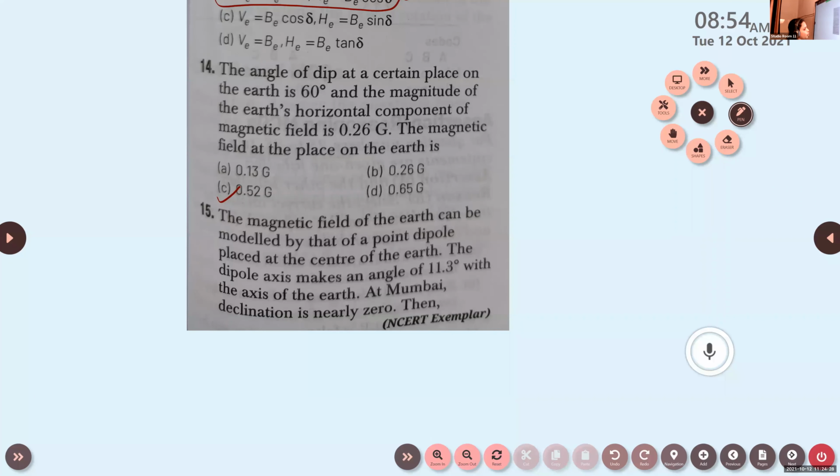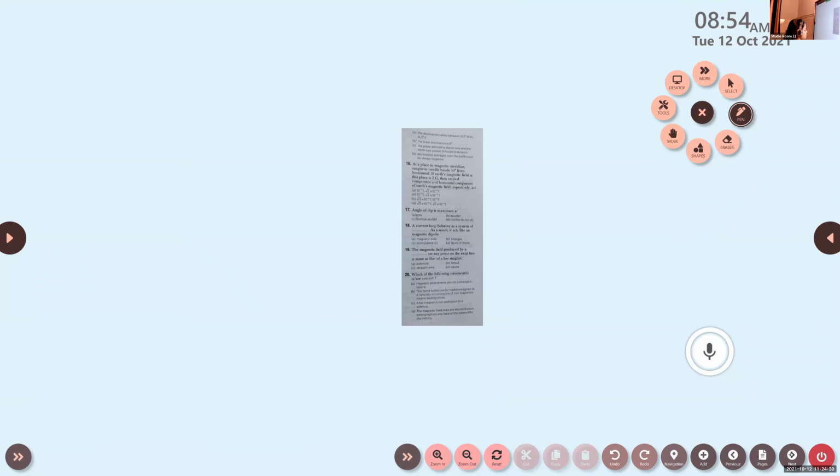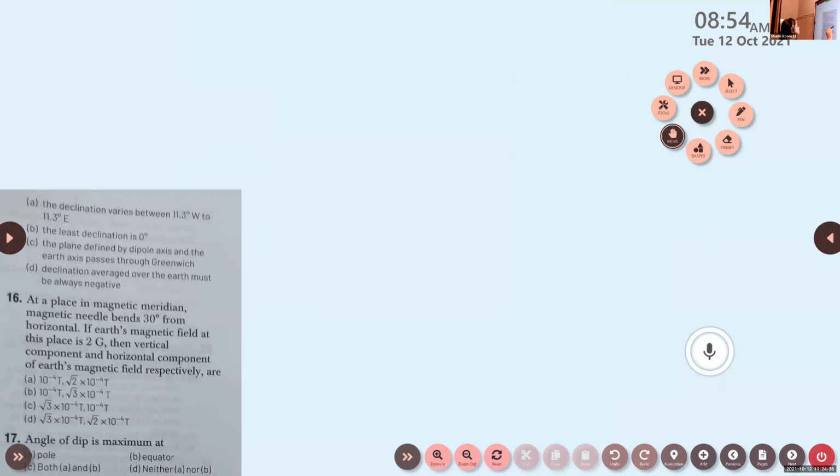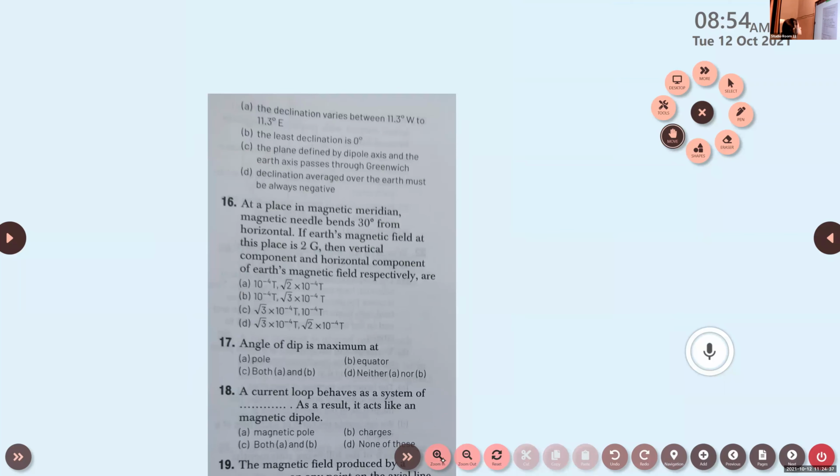Then here we have the options. The declination varies between 11.3 degree west to 11.3 degree east. The least declination is zero. The plane defined by the dipole axis and the earth axis passing through Greenwich, declination average over the earth must be always negative. Which is the right answer?